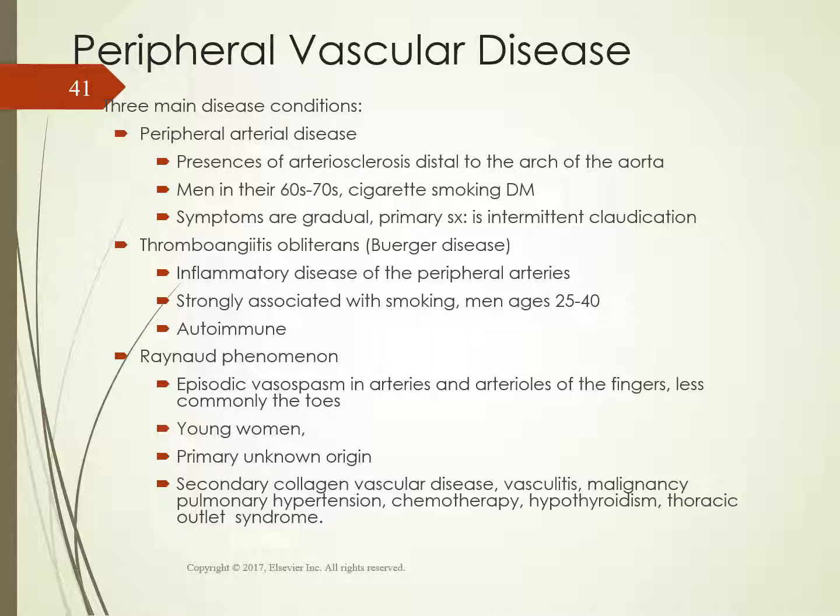So, peripheral vascular disease. There's peripheral arterial disease. It's the presence of atherosclerosis distal to the arch of the aorta. It's more common in men in their 60s and 70s, with cigarette smoking or diabetes. Symptoms are gradual. The primary symptom is intermittent claudication.